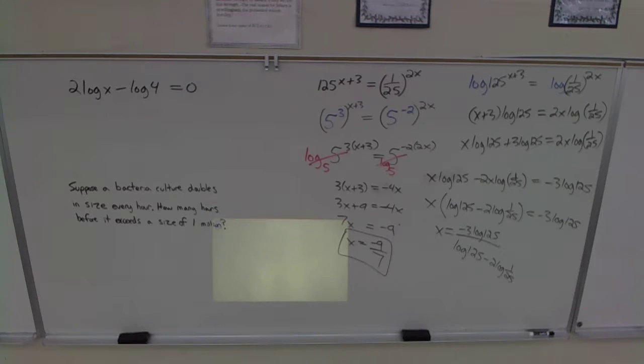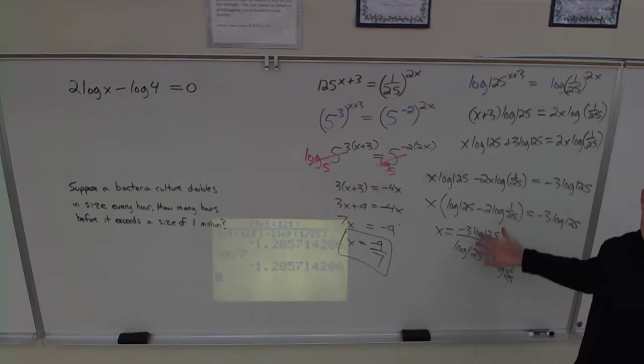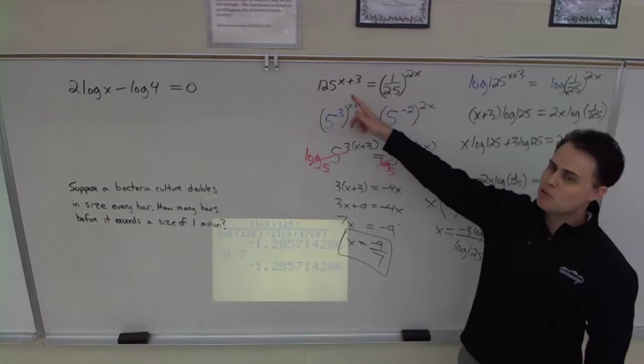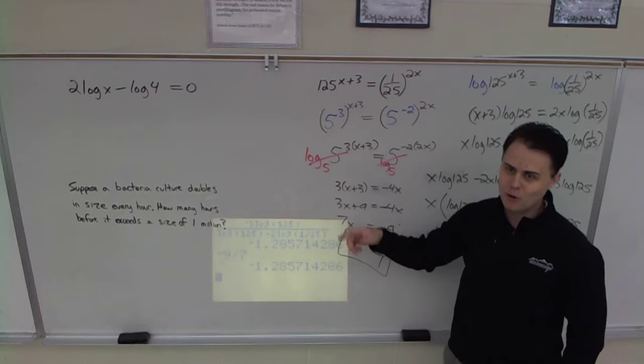On top, I'm going to go with alpha y equals, just for safety on this one, negative 3 log 125. On the bottom I've got log 125 minus 2 log 125. Same thing. Now, of course, was this process the better way to go? No, I told you at the beginning, if they're powers of the same family, that's definitely the way to go.